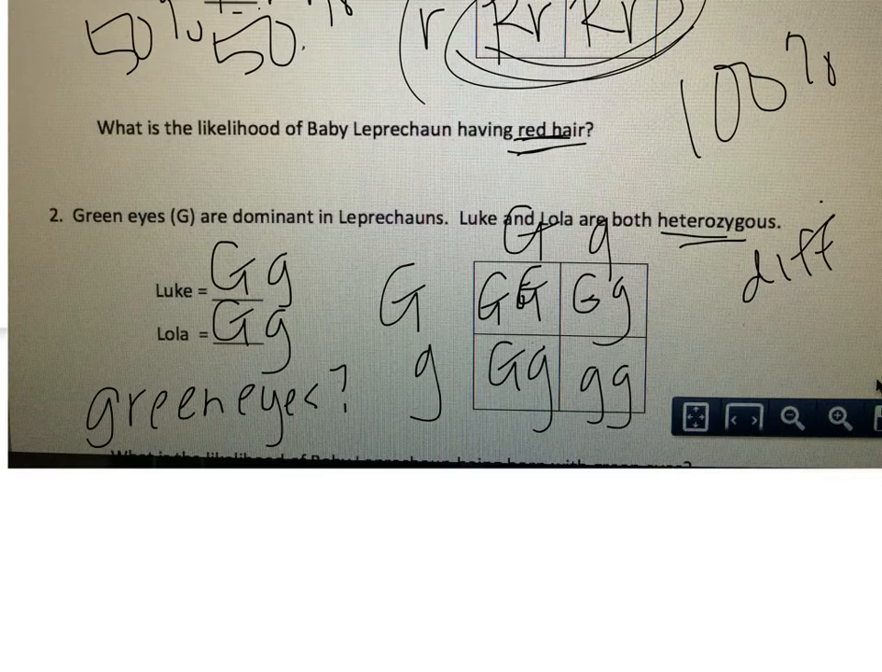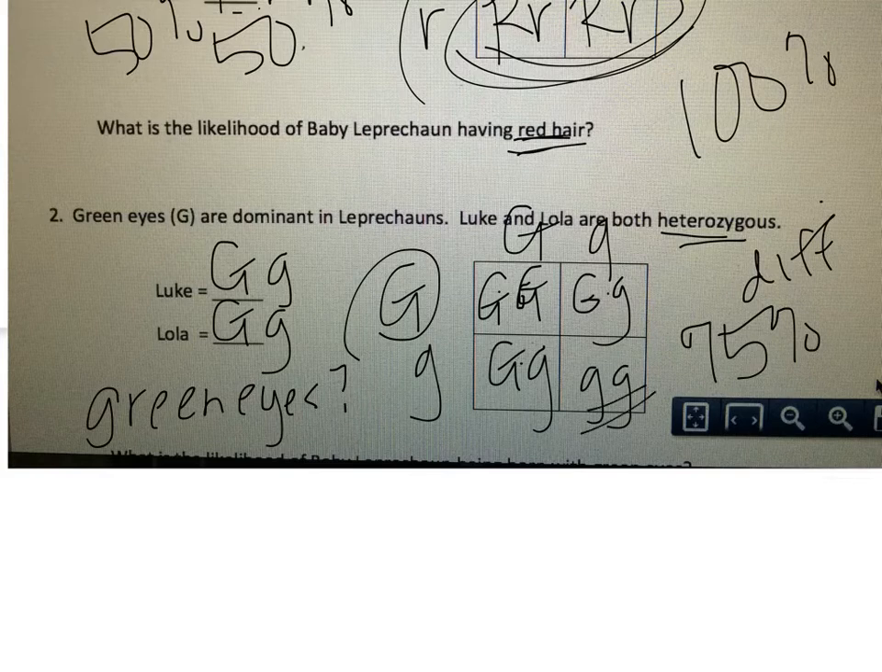Green means there has to be a capital G somewhere in that genotype. 1, 2, 3. So 75% green eyes. It doesn't say what the lowercase g would be. I wonder what color the eyes would be if it's not green. That's kind of creepy.